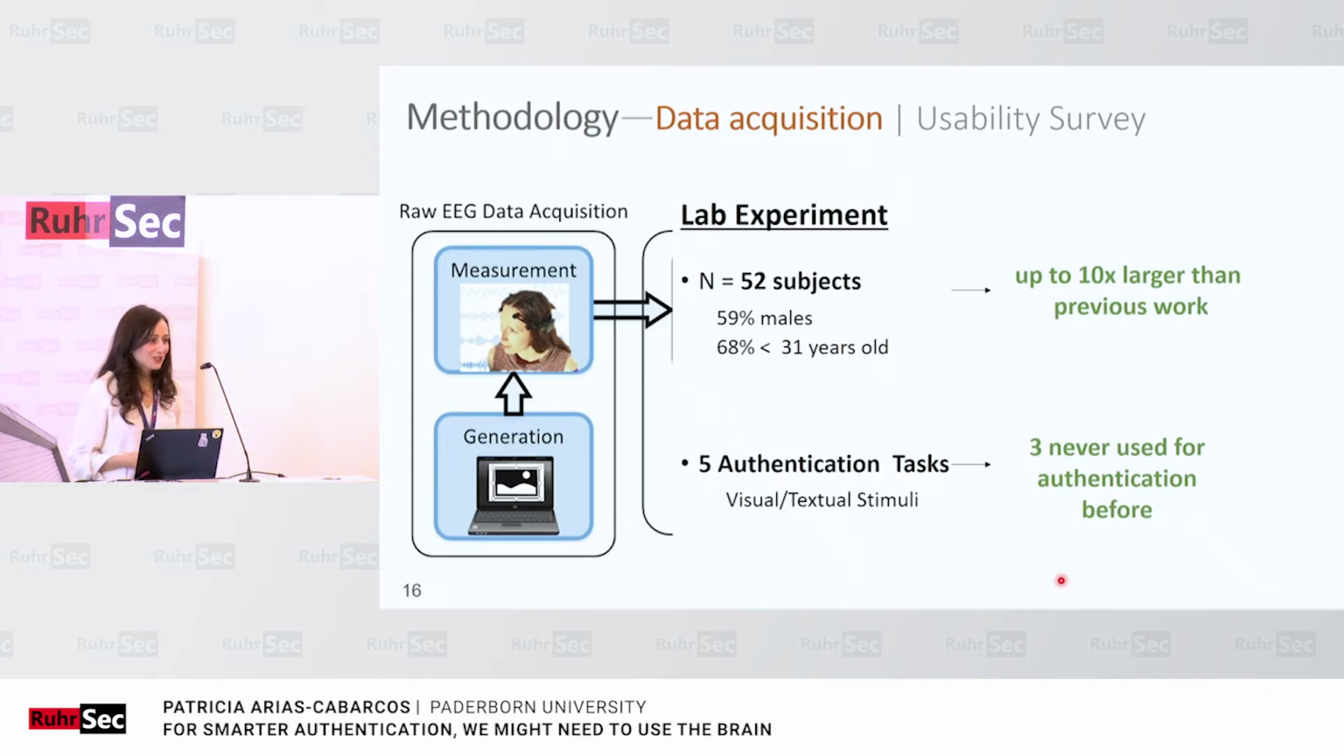We managed to recruit 52 participants to record their brainwaves. The sample is skewed towards males and young people. This might seem a small sample, but in comparison to the experiments conducted in the literature with this type of device, it's quite big. And we tested 5 different authentication tasks and compared them comprehensively from the performance point of view, but also from the usability point of view.